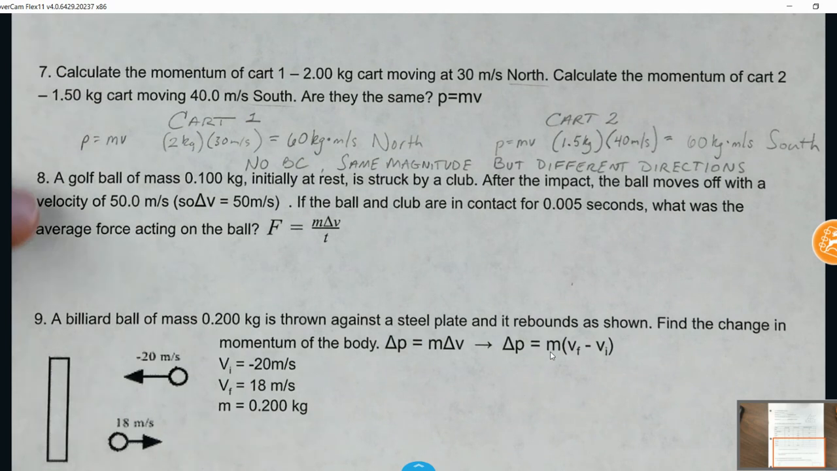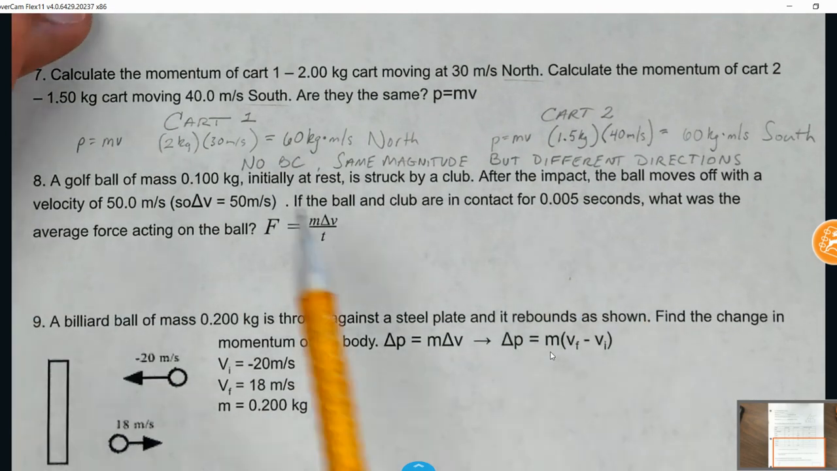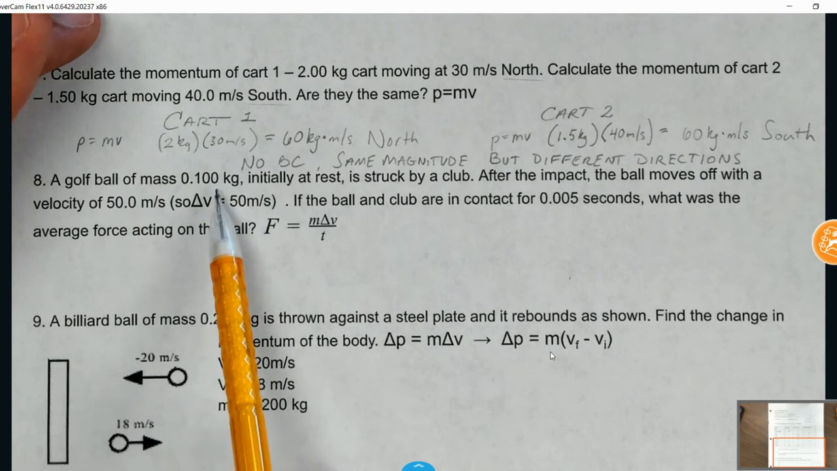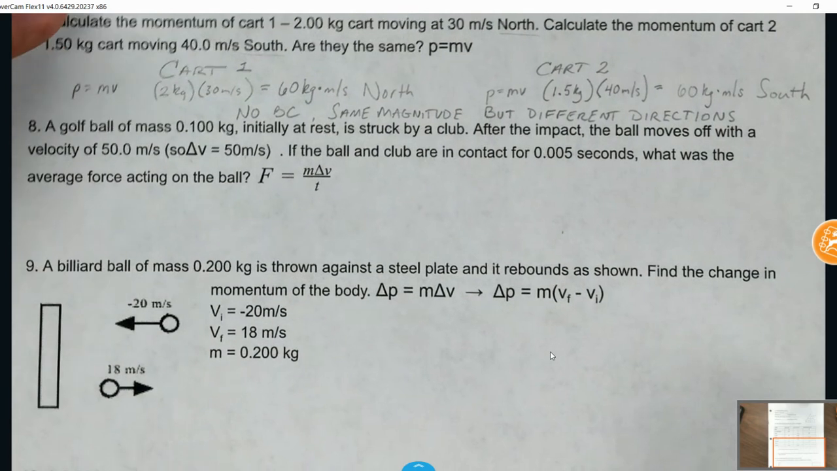Okay. Number 8 is just like one of those first 4 problems that we did. The equation's given. You have time. You have change in velocity. You have mass. You can calculate that. But let's take a look at number 9.